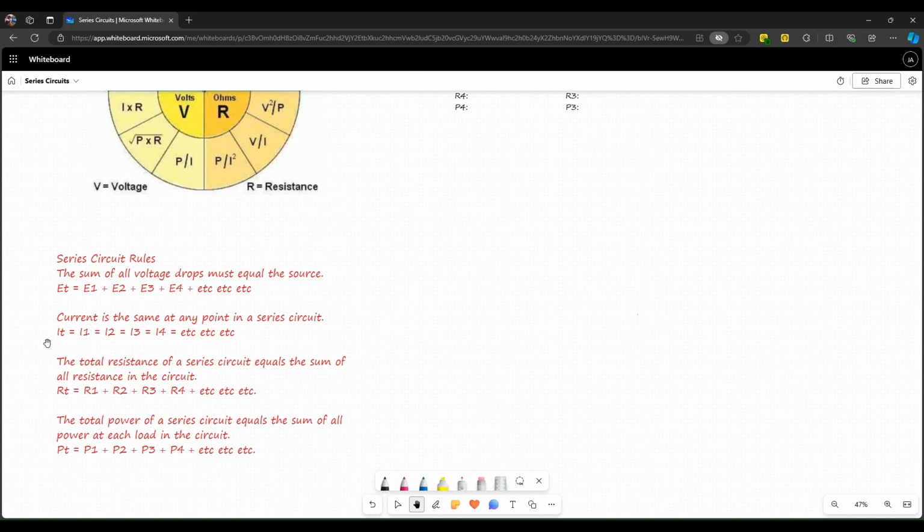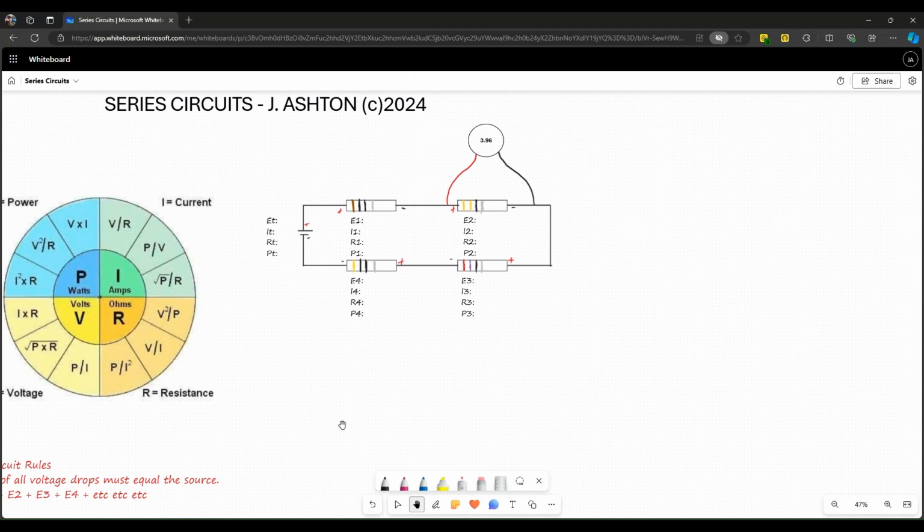In algebraic form, IT equals I1 equals I2 equals I3 equals I4, however many resistors you have. And it makes total sense. Let me show you why. You've got the series circuit, and we're thinking conventional current flow from positive to negative. Current is leaving the source and taking this path. This is the only path it can take.